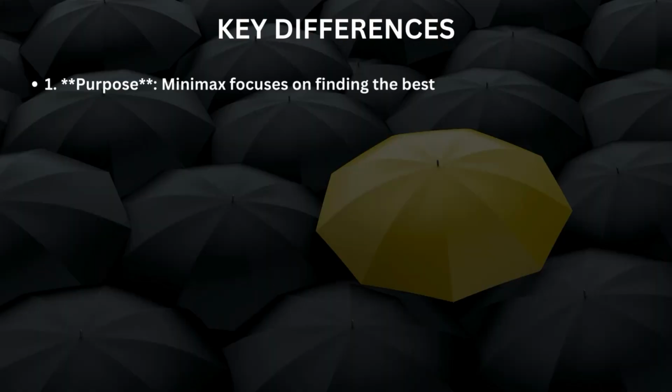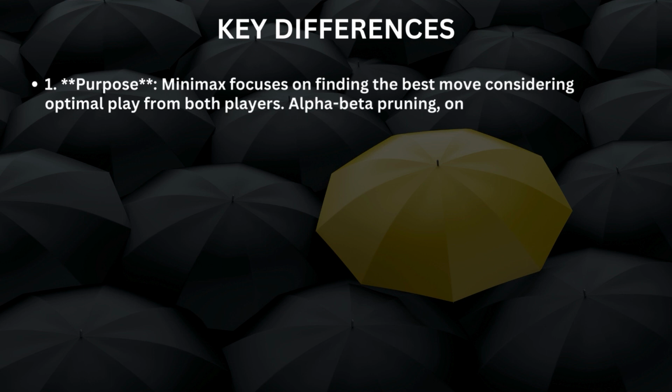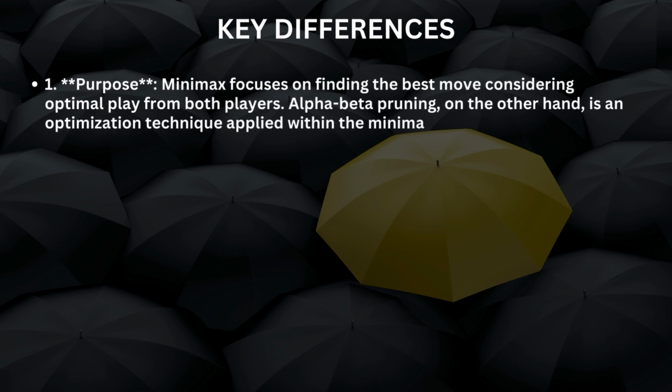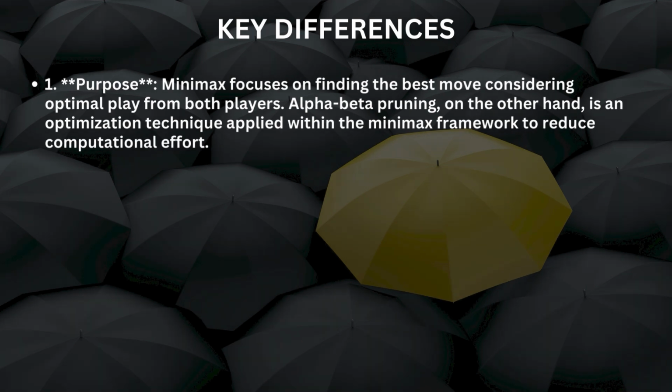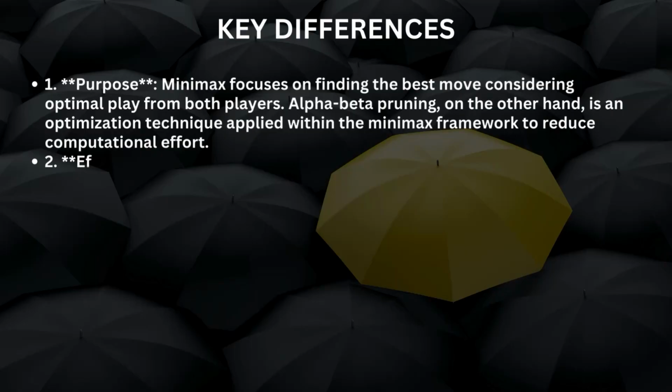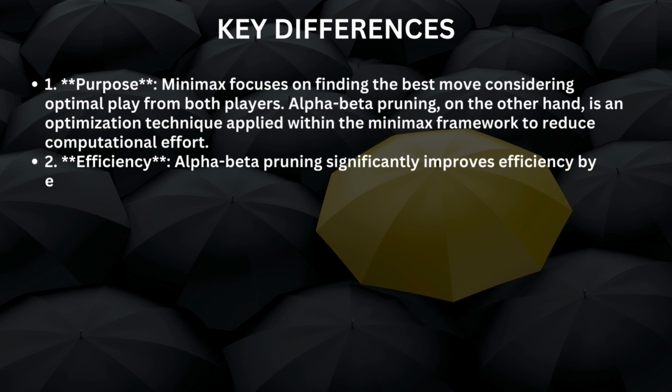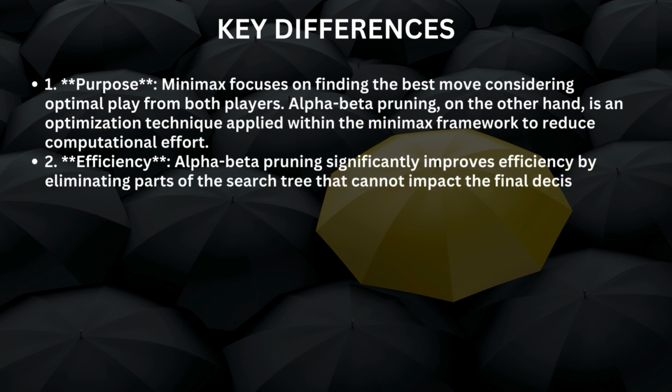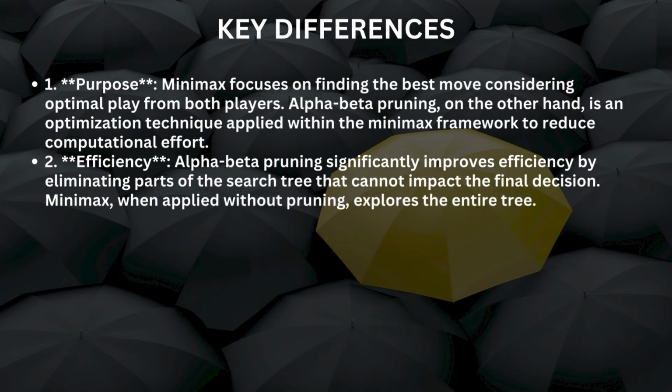So, key differences. First, purpose. Min max focuses on finding the best move considering optimal play from both players, whereas alpha beta pruning, on the other hand, is an optimization technique applied within the min max framework to reduce computational effort. Second, efficiency. Alpha beta pruning significantly improves efficiency by eliminating parts of the search tree that cannot impact the final decision. Min max, when applied without pruning, explores the entire tree.